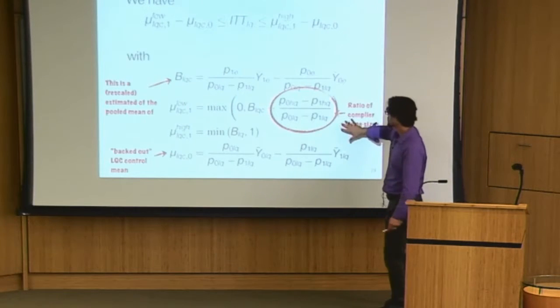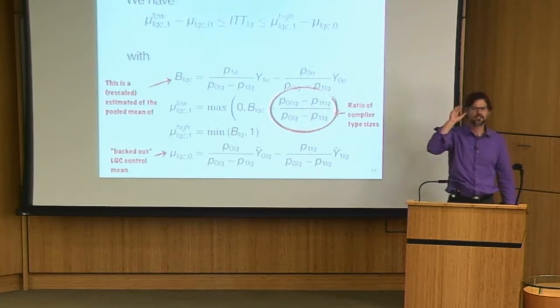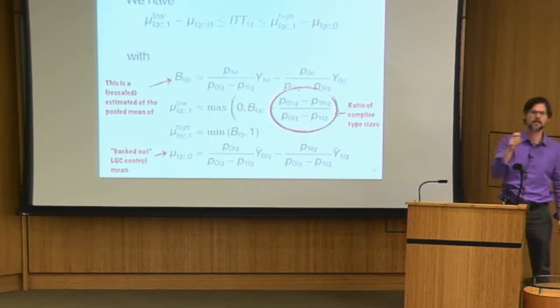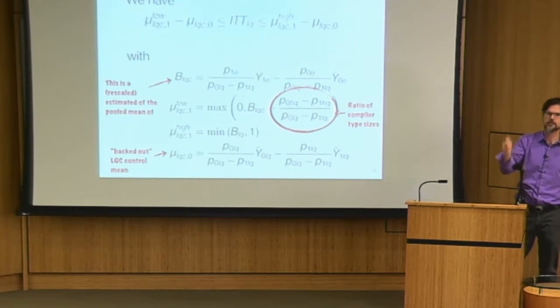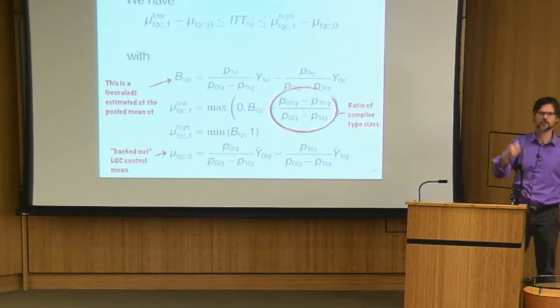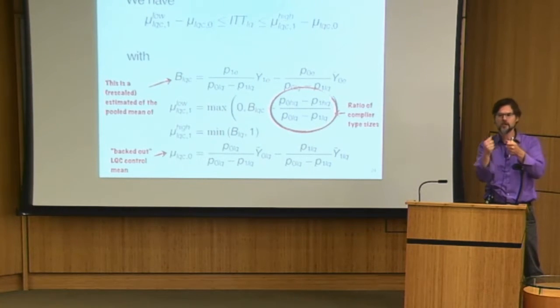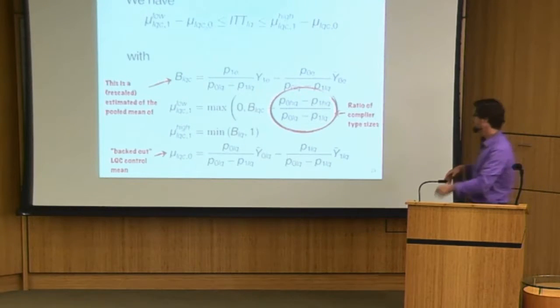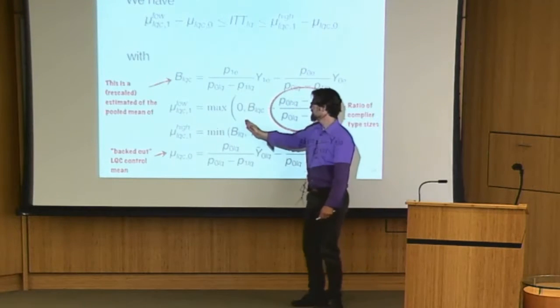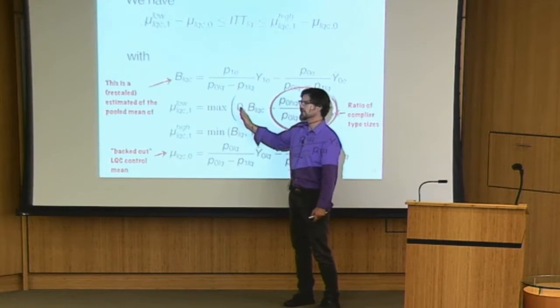So that ratio of complier types should govern your thinking about when bounds are going to be good. If you're looking at two groups, bounds are going to be good if one of your groups is much bigger than the other group. Then bounds are going to be good for the big group and bad for the little group. Does that make sense?